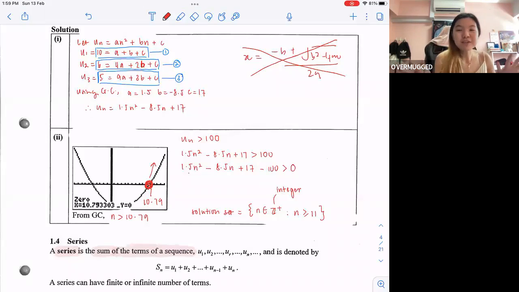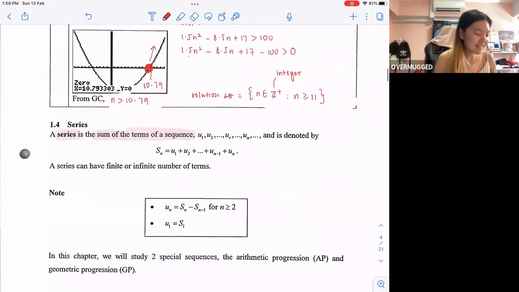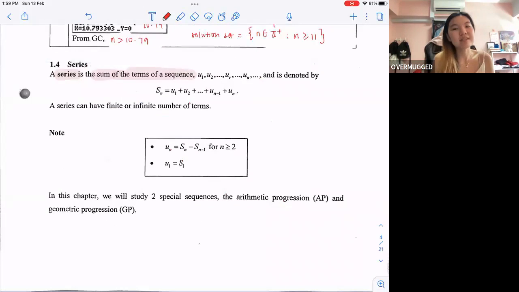Okay, let's move on, okay? But thank you for all the questions, okay? So back to what a series is. Basically, a series is what? The sum of all the terms in the sequence, correct? Okay, and again, a series can have finite or infinite number of terms depending on what the sequence is, okay?